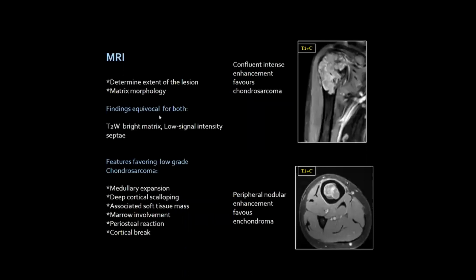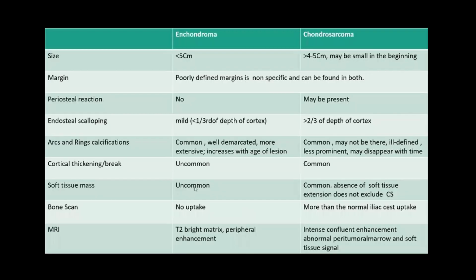And the MRI determines the extent of the lesion, and whether there are skip lesions or not, extension to the joints, the association of the soft tissue component, and periosteal reaction. Here is a table on how to differentiate enchondroma from chondrosarcoma. Here, less than 5 centimeter, could be more than 4 to 5 centimeter.